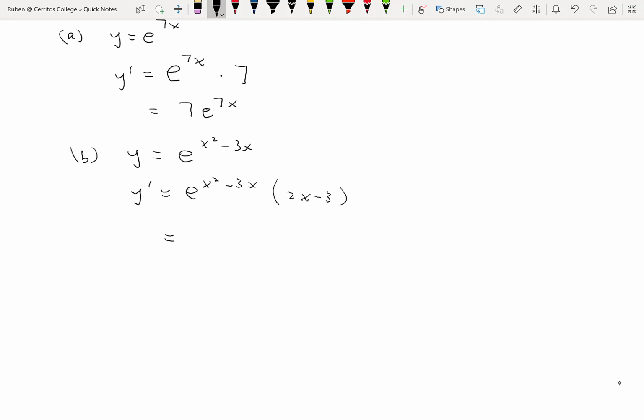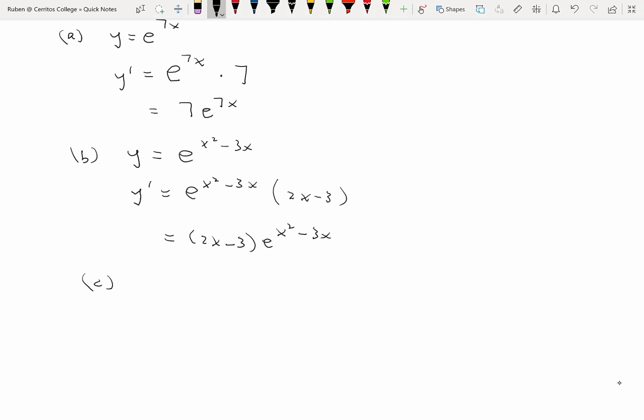That's fine, or you could clean it up a little bit. We could write 2x minus 3 times e to the x squared minus 3x. Okay, so I'm keeping it kind of simple. Let's see, let's do one more.